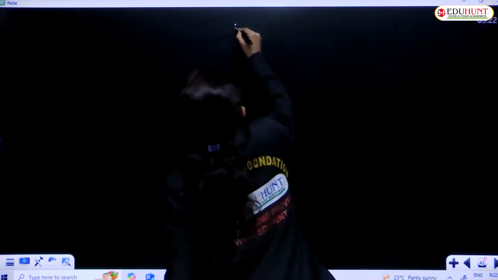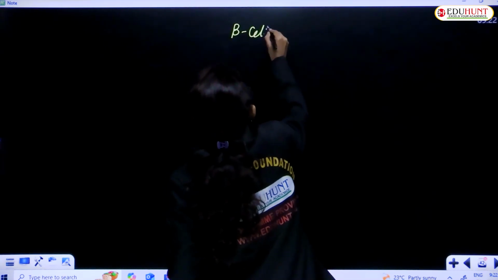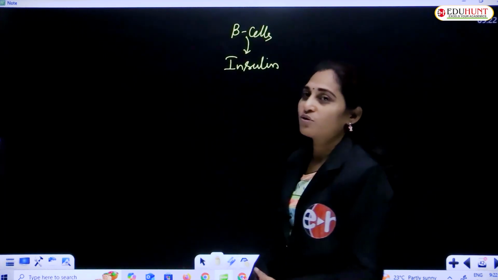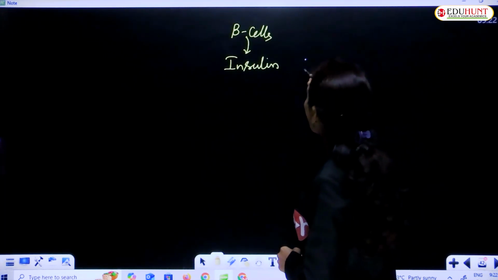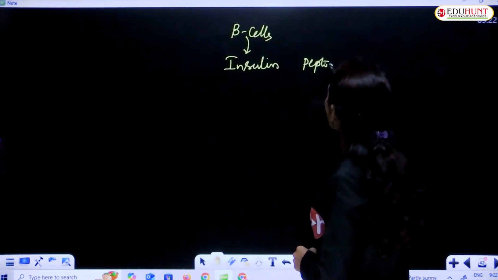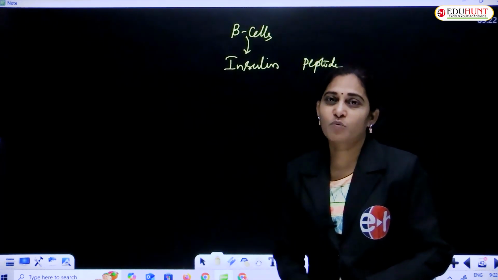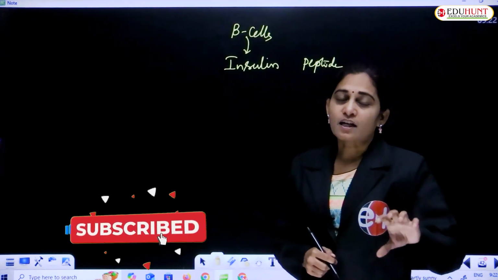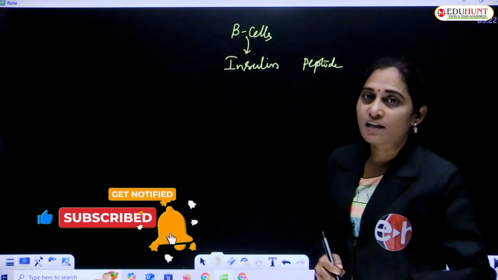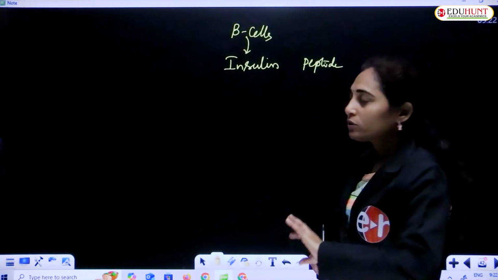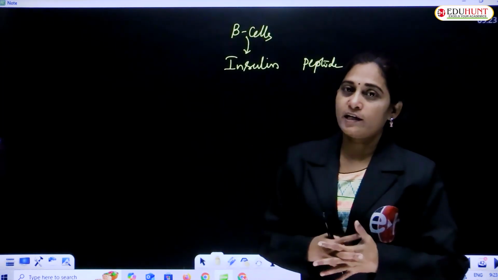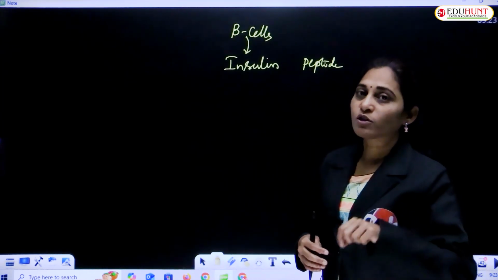Next is secretion of beta cells. Beta cells secrete insulin. Insulin is also a peptide hormone, and this hormone is responsible for the control of the blood sugar level, the blood glucose level. Both glucagon as well as insulin work in a coordinated manner to control the blood glucose level.